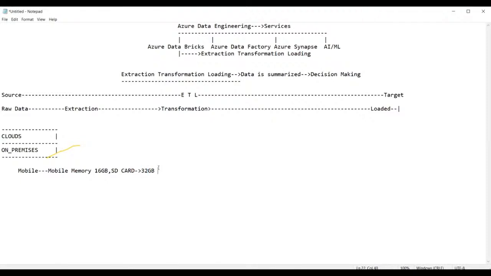So now tell me, in total what is the amount of memory you have in your mobile phone now? 32 plus 16. Guys, tell me now. 32 plus 16 means what? 48 GB. Very good. So in total, you can store up to 48 GB in your mobile phone along with the SD card.